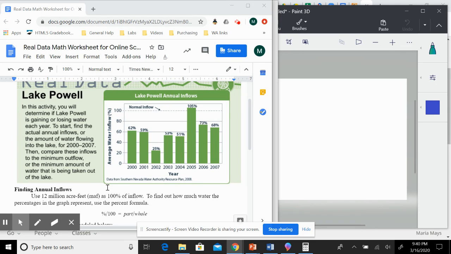To start, you find the actual annual inflows, or the amount of water flowing into the lake, for 2000 to 2007. Then we're going to compare the water inflows to the minimum outflow, or the minimum amount of water that is being taken out of the lake. If we know how much is coming in and how much is going out, we know whether we took out too much or less than was put into the lake.